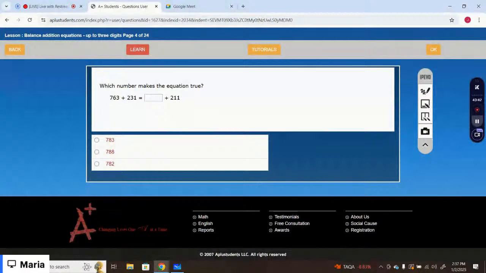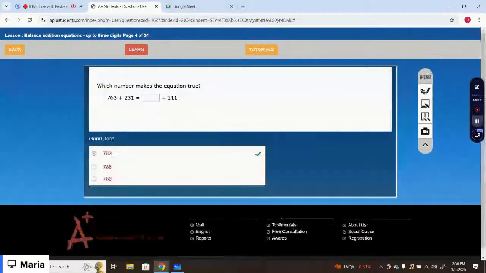Find which number makes the equation true, which is the correct option. 783 is the correct option.